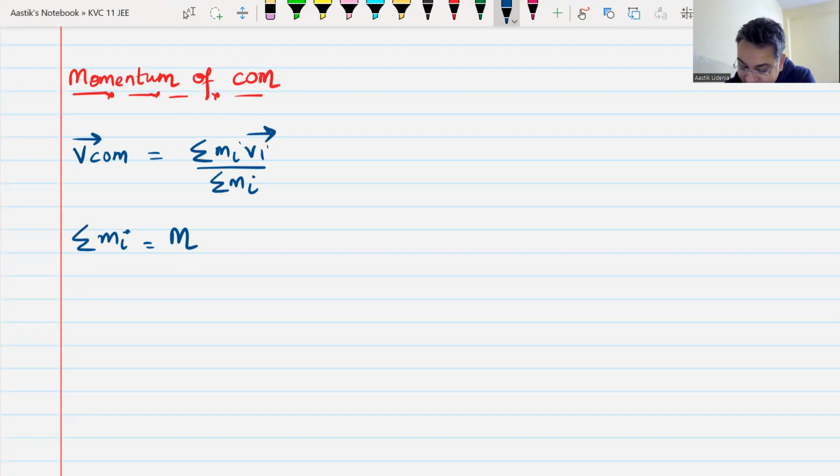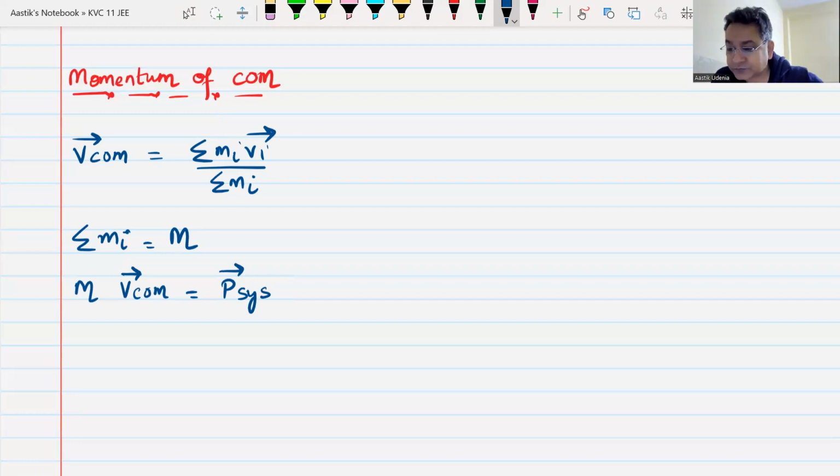So I can write this entire thing as m into velocity of center of mass of the system. Total mass of the system into velocity of the center of mass of the system, and this is nothing but the momentum of the system of particles, or the momentum of the center of mass of the system of particles. Do we understand this?